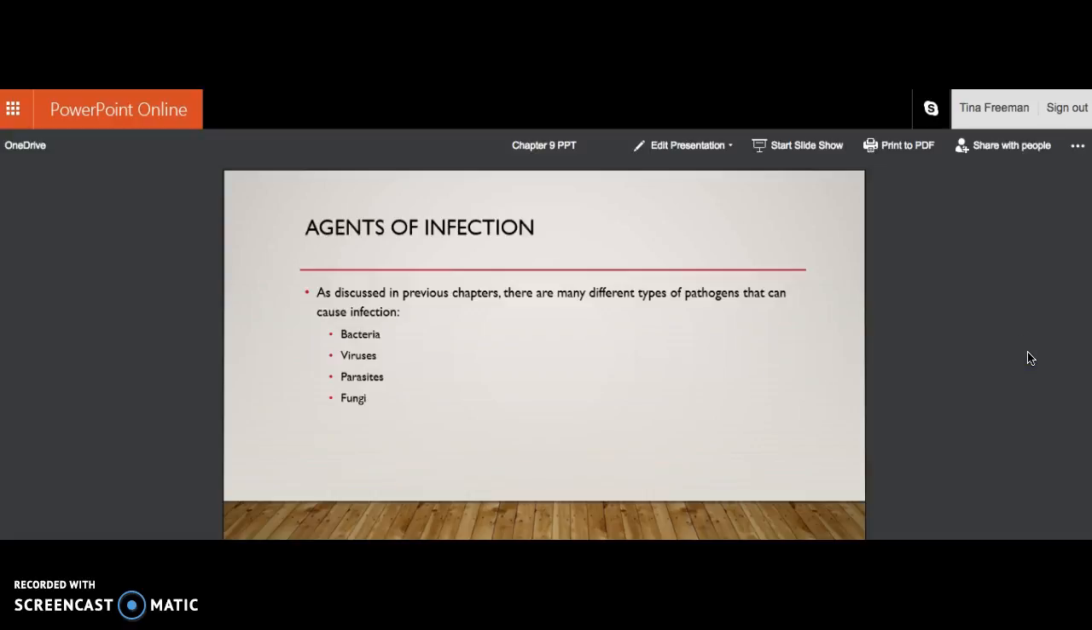So agents of infection, as discussed in previous chapters, there are not so many. There's a limited number of pathogens that can actually cause infection. And I'm actually going to start at the bottom, so we'll start with fungi. These are your molds, things like that.